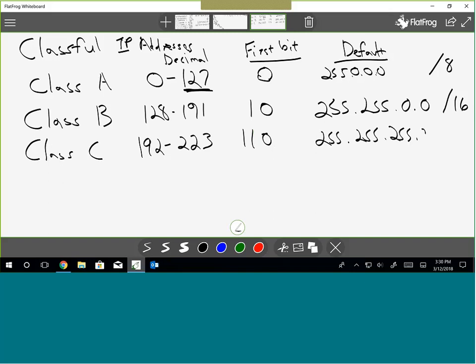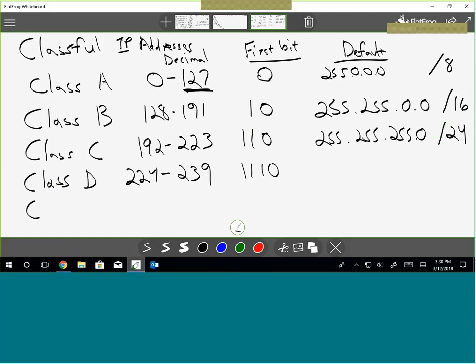All right. Now, we do have a class D, which is 224 to 239, and I'm not going to add anything else. It is 1110. And we do have a class E, which is 240 to 255, and they start with 11110. But our main classes were A, B, and C. Anybody know what D is used for?